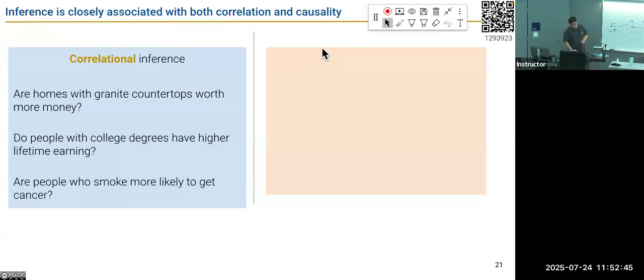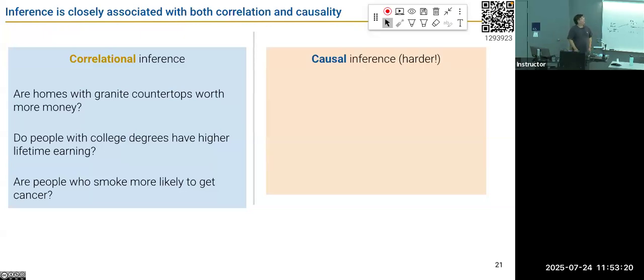And are people who smoke more likely to get cancer? Okay, so you see that in these problems, we're only studying the coexistence of these two factors. Granite countertops, higher value. Do they come hand in hand with each other? Do they often occur together? College degrees, higher earnings. Do they come with each other? We're not establishing causation, which is a harder task.